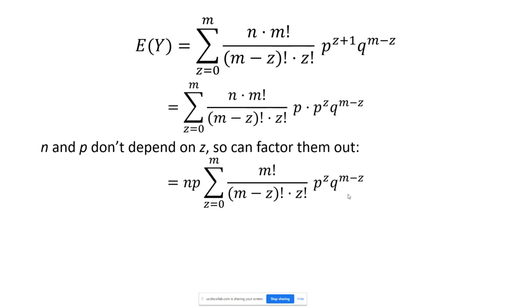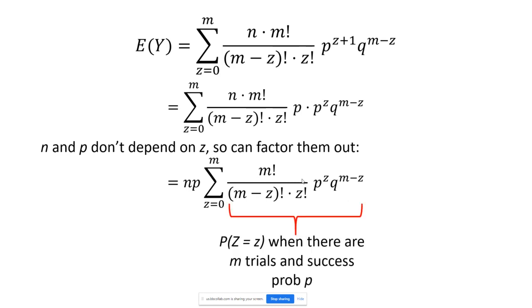All right, we're so close. Remember that the whole point of doing this business with the m's and the z's was that we were trying to make the stuff inside the summation look more like the probabilities from a binomial distribution. And we've done that. This is now exactly the formula to find the probability that z equals little z out of m trials and success probability p. How does that help us?